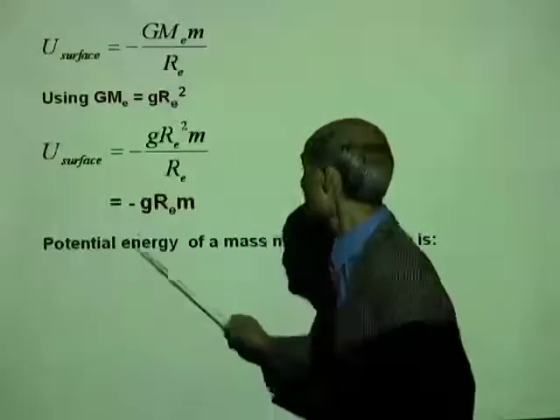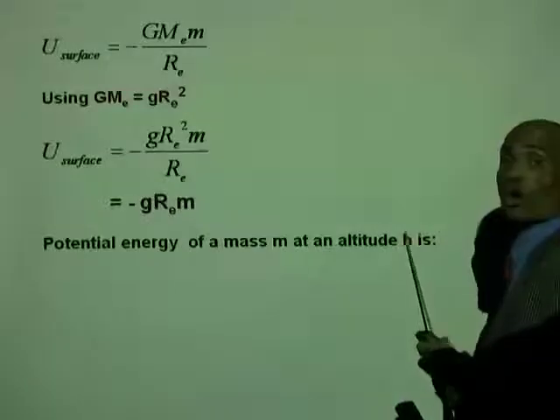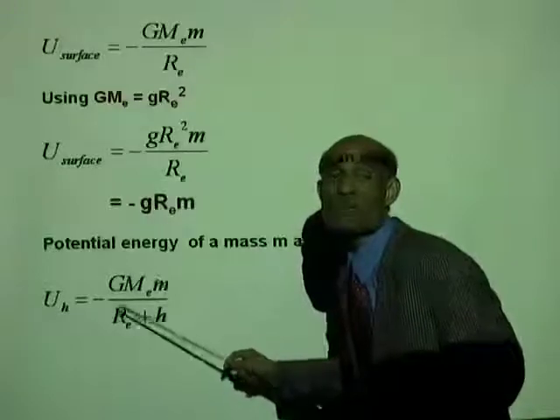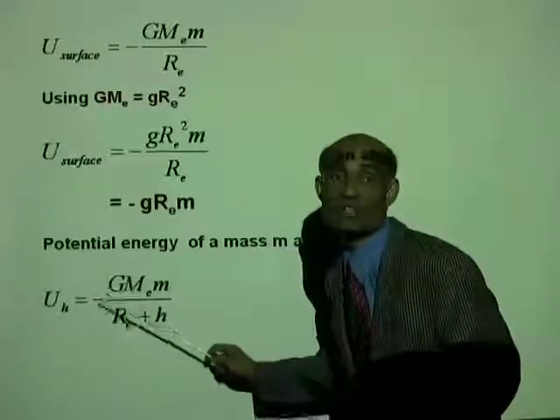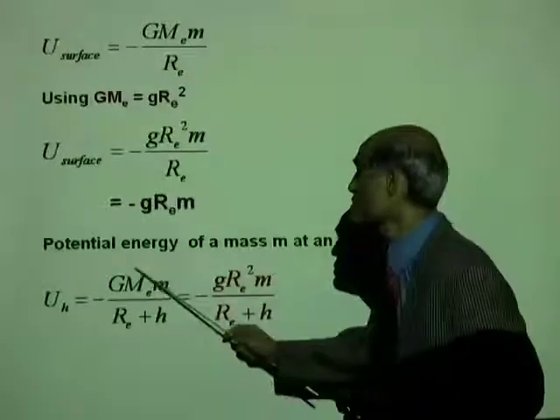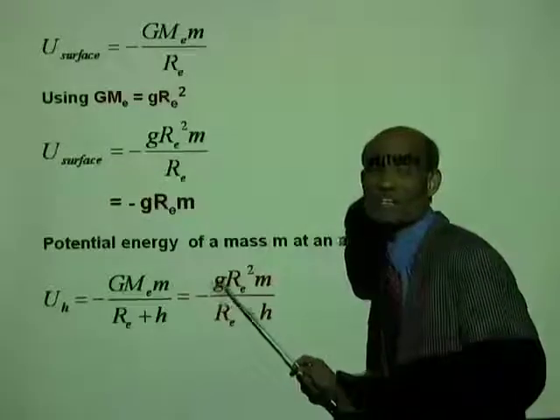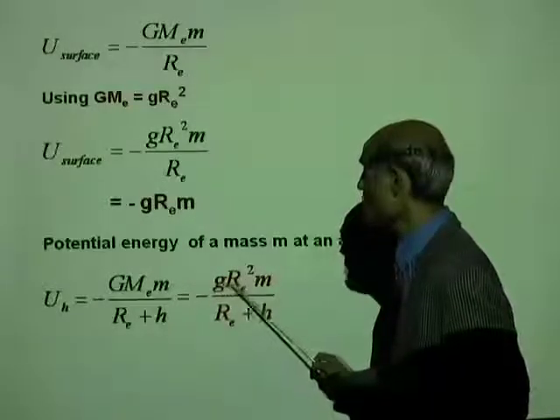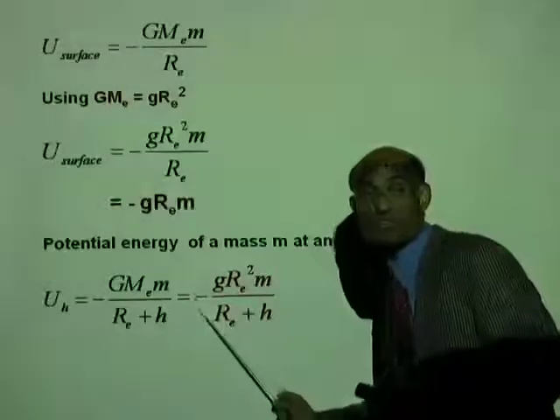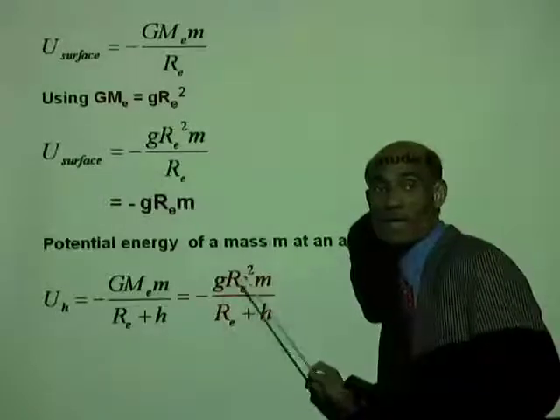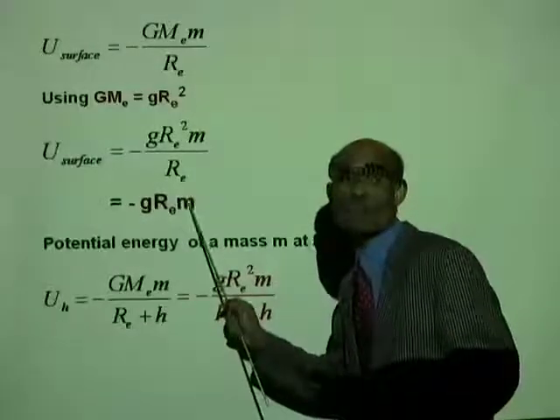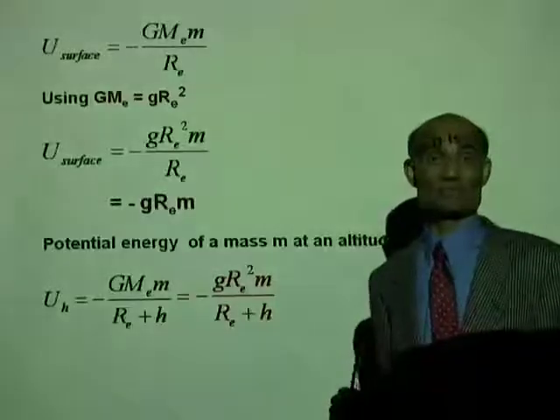And now, the potential energy of a mass m at an altitude h will be -GMₑm/(Rₑ + h). So don't mix up these two equations. This GMₑ can be replaced by gRₑ², so that will be -gRₑ²m/(Rₑ + h). This is the potential energy of an object of mass m at an altitude h. And this is the potential energy of an object of mass m on the surface of the Earth.